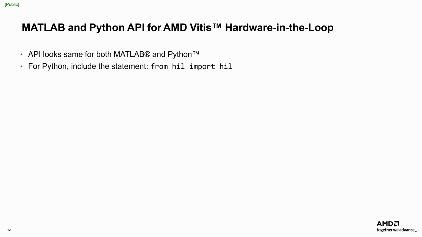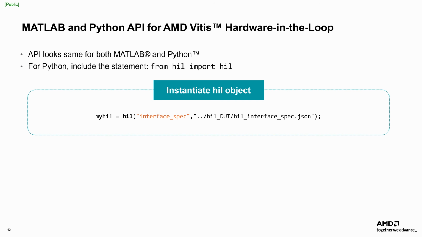On the host side, MATLAB or Python can be used to interact with the hardware through the HIL API. The first step is to import the HIL module, which provides access to the functions needed for communication with the hardware system. Next, a HIL object is created. This object is generated as part of the build process and references the interface specification file created earlier. It acts as the bridge between the host software environment and the hardware design running on the board.